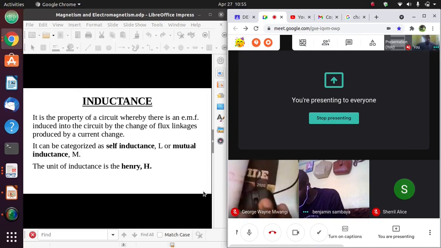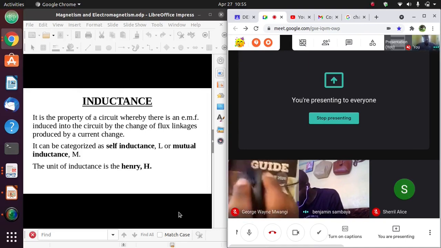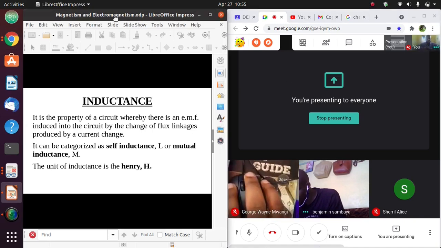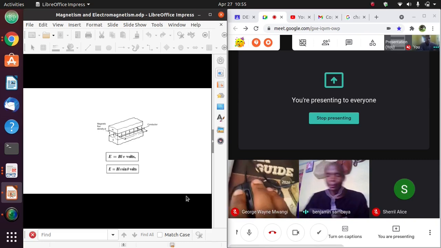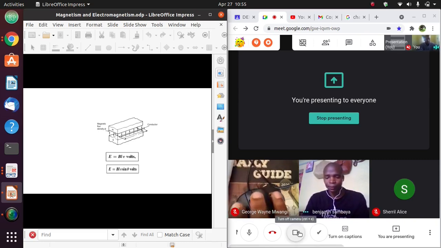Today I want to talk about something known as inductance. Last time we met, we talked about calculating the EMF of a conductor that is being passed in a magnetic field. The voltage being induced in that conductor, we are able to calculate it and have a value.